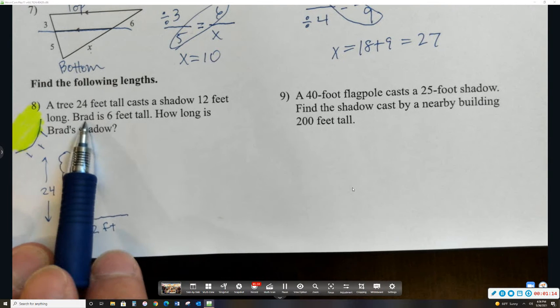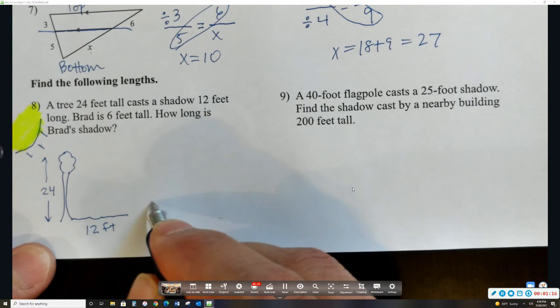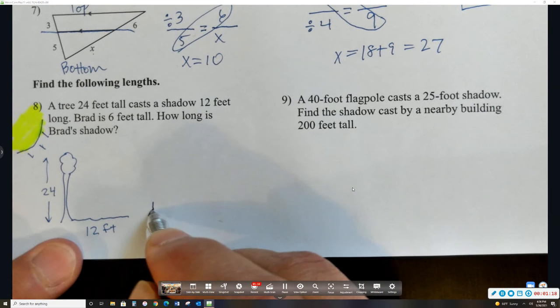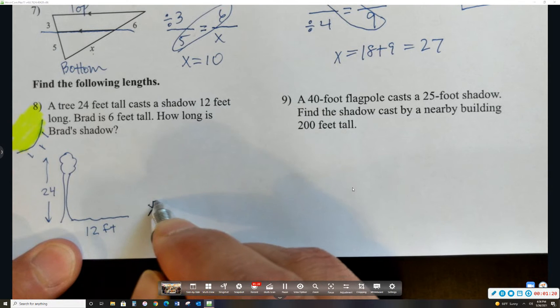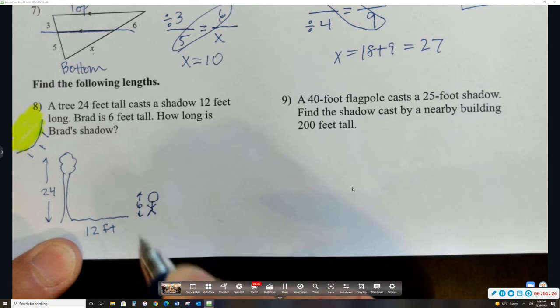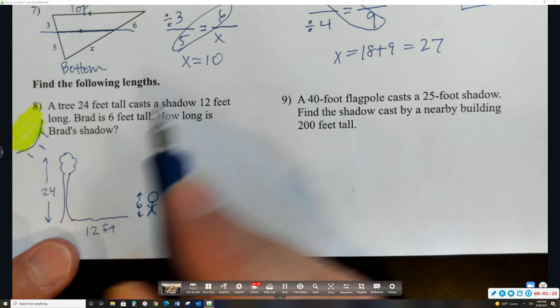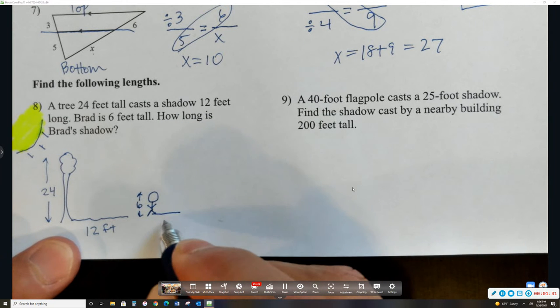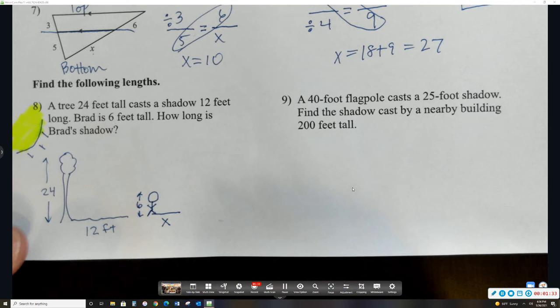Then it says Brad is 6 feet tall. So here's Brad. Hey everybody, I'm Brad. And he's 6 feet tall. And the question is, how long is Brad's shadow? So how long would his shadow be? I'm just going to put an X there for his shadow.